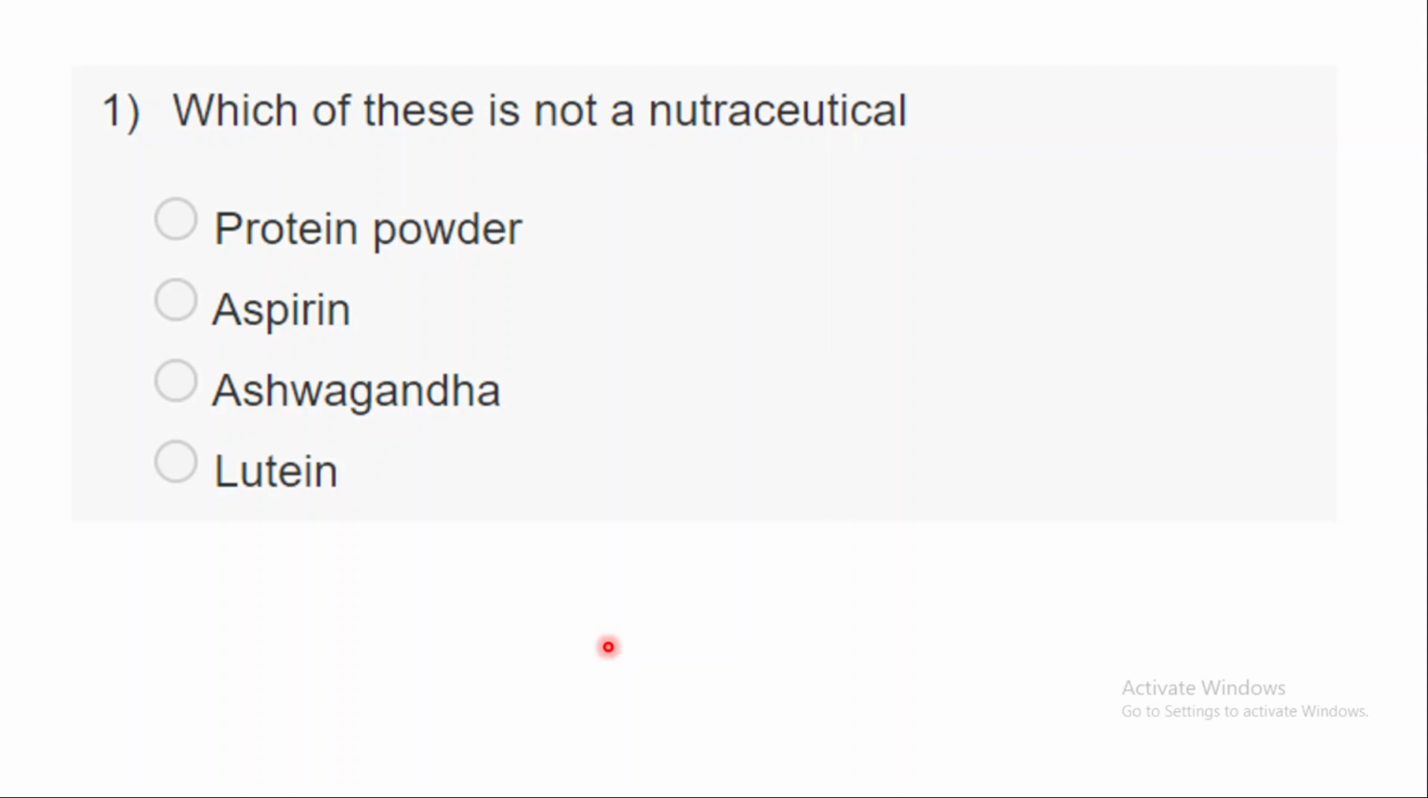Okay, there are some answers. Soumyadeep is saying B, aspirin. Nirav says A, protein powder. Roshan is saying B. Okay, seems like we have fewer participants today, only 16 people. Fine, it's up to the students whether to join the class or not. Let's move on with the answer.